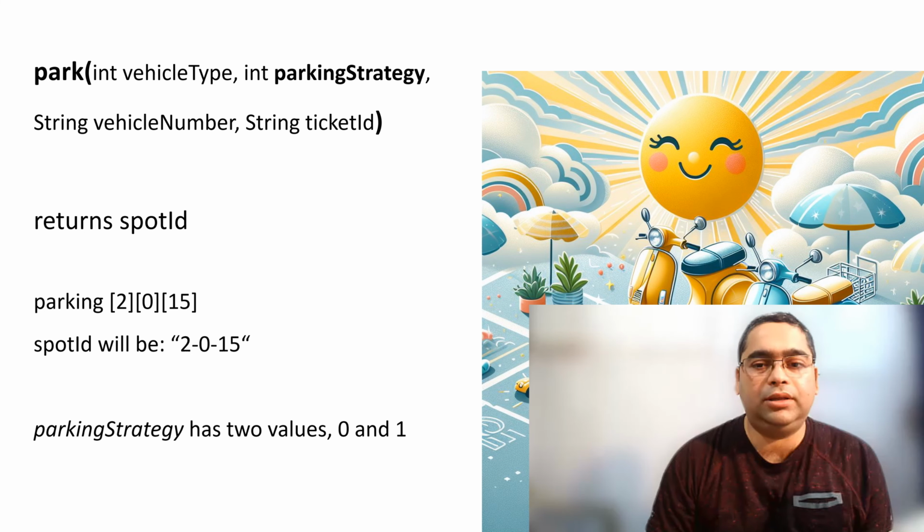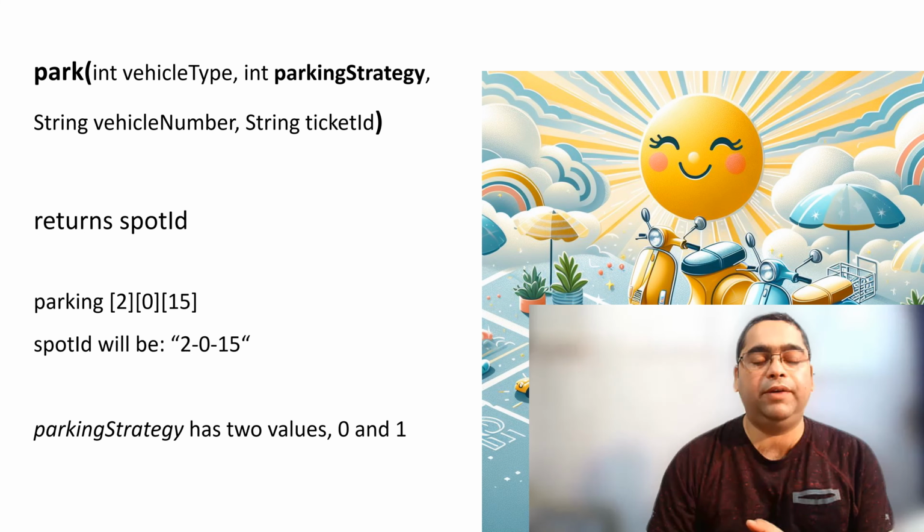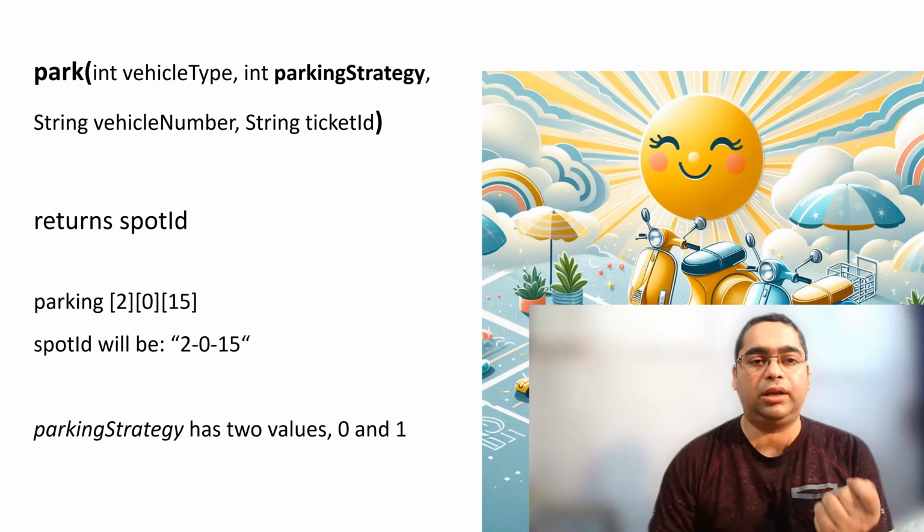The second method, which you might have guessed, is the park method, which basically parks a vehicle. So it takes a vehicle type, which can be either 2 or 4, depending on whether it is a two-wheeler vehicle or a four-wheeler vehicle. Then it also takes a parking strategy, which actually decides which algorithm will be used for assigning the parking spot. It also takes the vehicle's vehicle number and ticket ID. It finds a free spot and then it returns its spot ID.